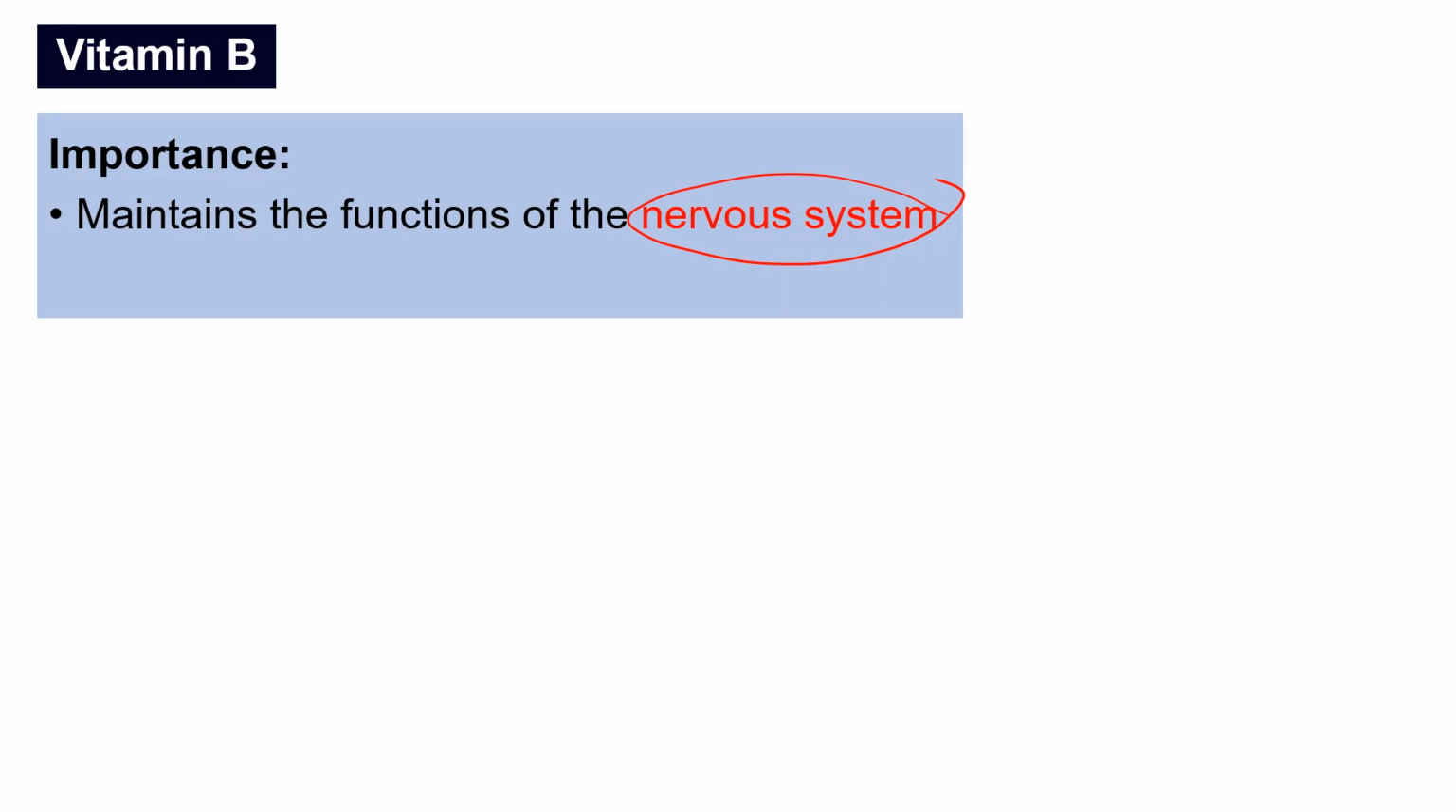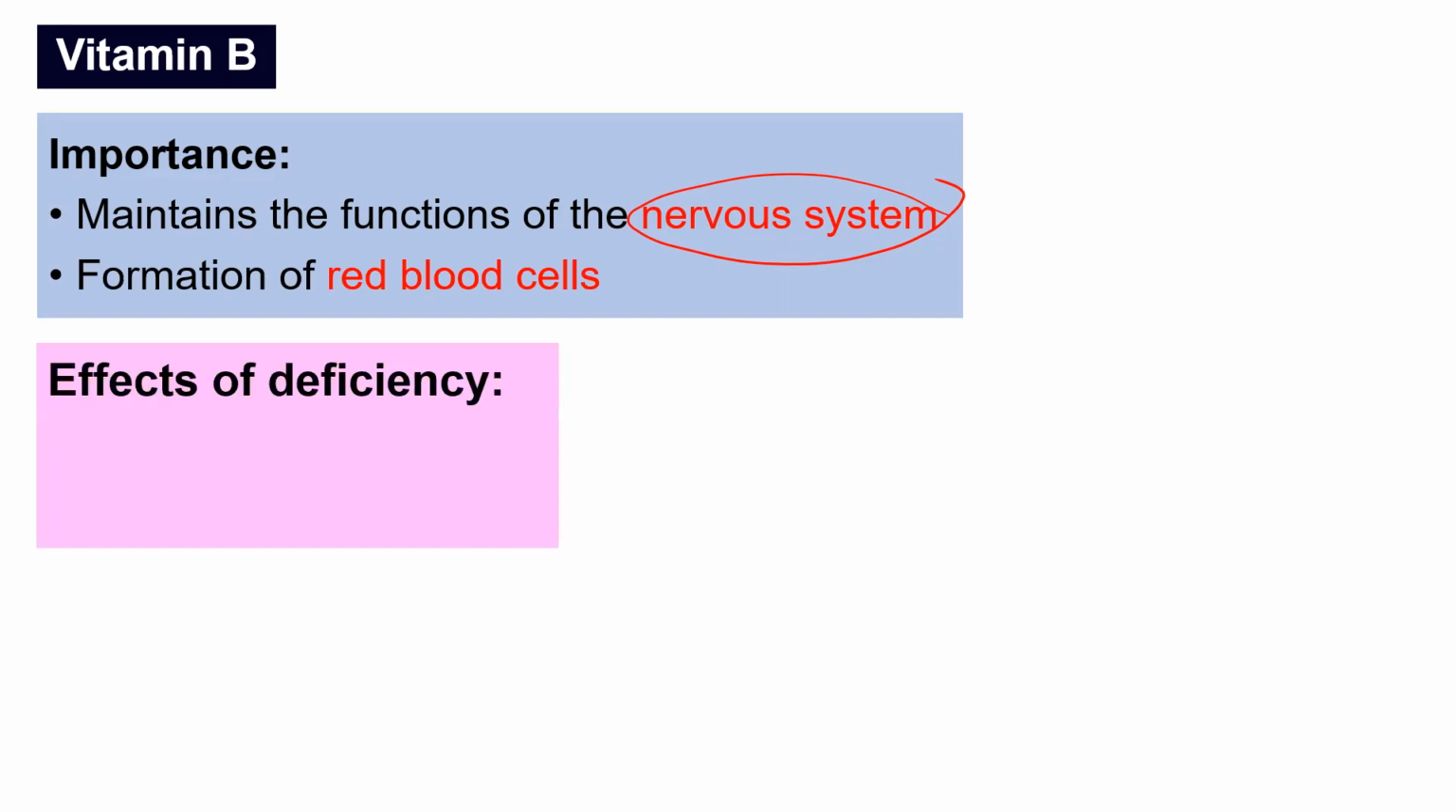Vitamin B is important for your nervous system, all your nerves in your body. And it's for the formation of your red blood cells. You want your red blood cells to be good. To have enough red blood cells, you must take vitamin B. If you don't take vitamin B, you will have very, very, I'll show you the picture very shortly.